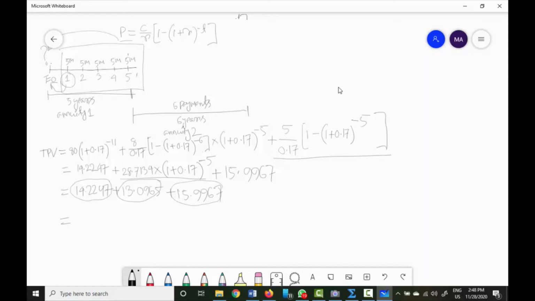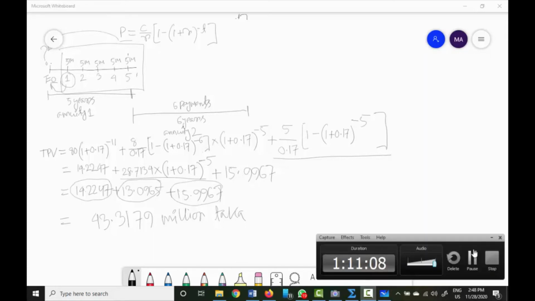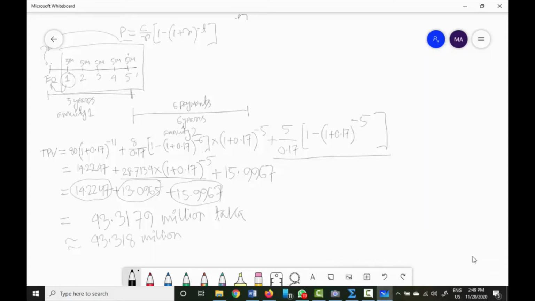13.0965 plus 14.2247. So if you add all of these, we will get what? 43.3179 million taka. This is the value we will get. That means if you round it, we can write 43.31 million taka.